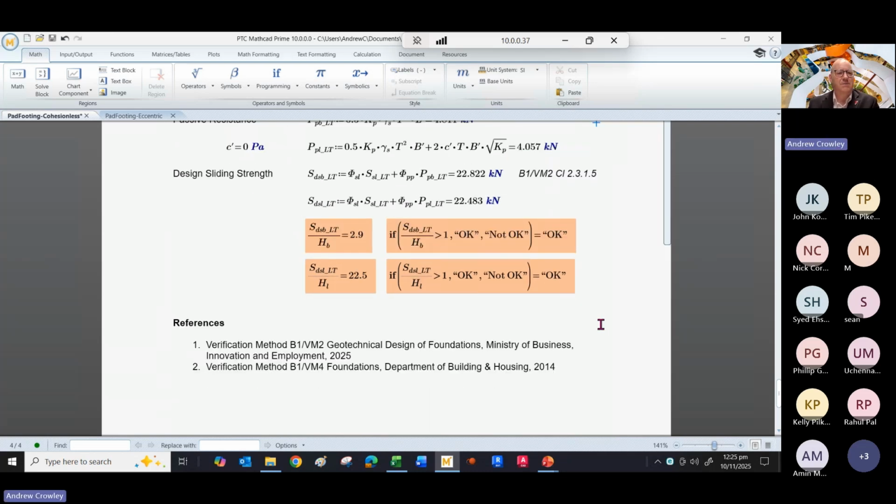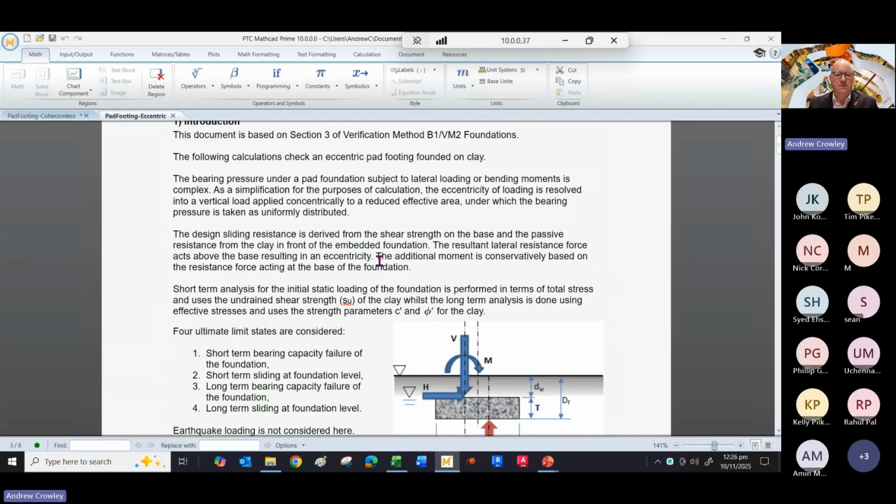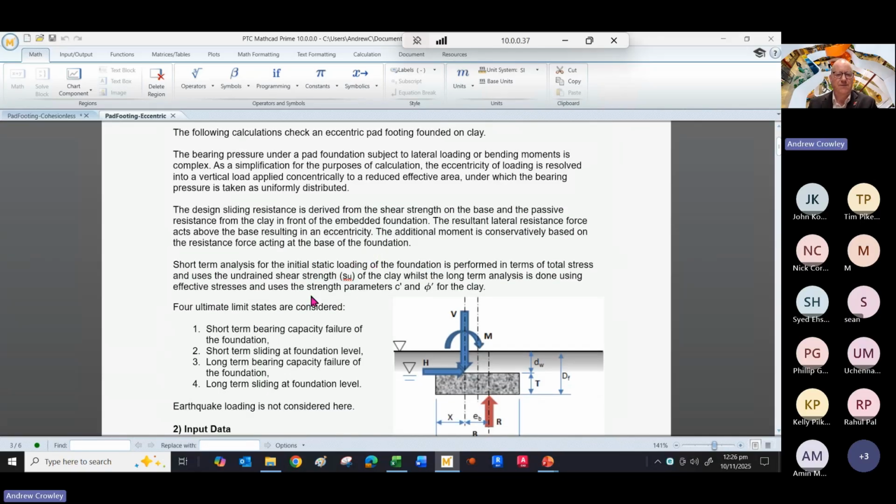So that's the pad foundation for concentric loading in cohesionless soils. I'll move on to the pad foundation for eccentric loading in cohesive soils. So we've got a bit more complicated, and we've got more work to do. So we're looking at 4 ultimate limit states considered.